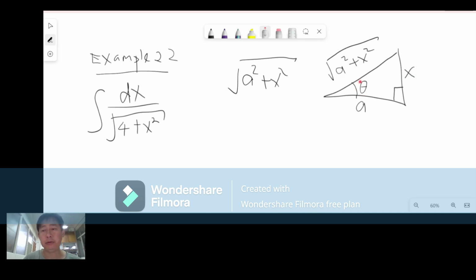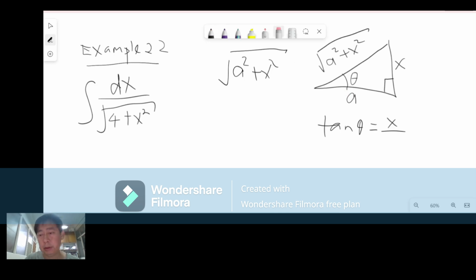It is then quite straightforward to recognize the relationship between theta, a, and x by saying that tangent theta is just the opposite divided by the adjacent. So you bring the constant a to the left, and you have a relationship that relates the variable x to the variable theta. Once this trigonometric substitution has been determined, we can proceed to express the integration in terms of theta. To proceed with the integration, we have to work out what dx and 4 plus x squared are in terms of theta.